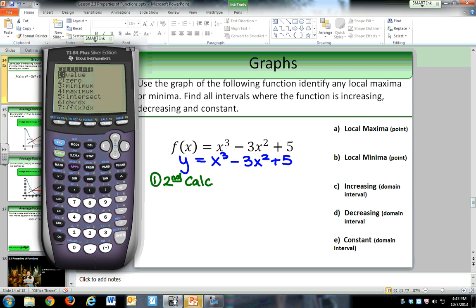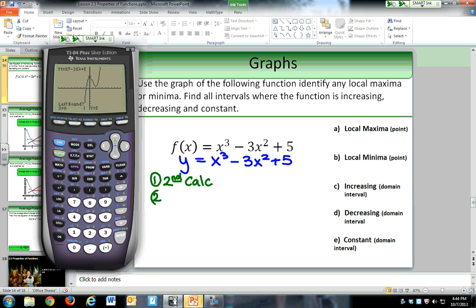And you can see on there that you can find value, zero, minimum, maximum. So we can do this to either find the max or the min. You just do one at a time. Since we're looking for the max first, go ahead and choose option 4, maximum.